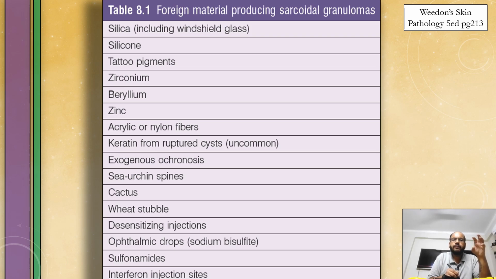Now, there can be multiple foreign materials which can form sarcoidal granulomas. Remember, foreign material or foreign bodies that get trapped inside the skin lead to a foreign body reaction. I think I will not be able to write properly, but just bear with me. So they usually form foreign body reaction, but they can form sarcoidal reaction, and these substances are silica, silicon, tattoo pigments, zirconium, beryllium, zinc, acrylic, keratin, cactus, wheat stubble. All of these can show sarcoidal reaction pattern.